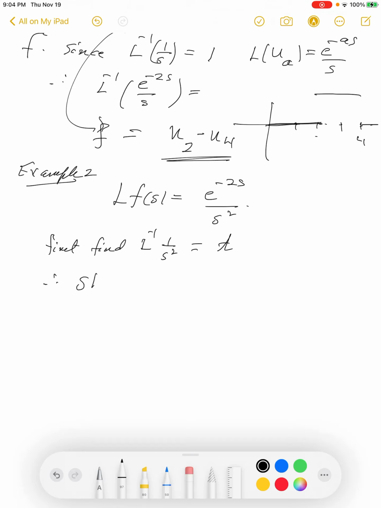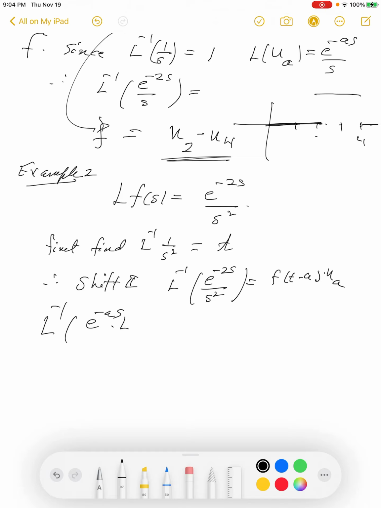Therefore, by shift formula 2, L inverse of e to the minus 2s by s square will be f at t minus a times u_a. Right? The formula says that L inverse of e to the minus as times LF is f at t minus a times u_a.